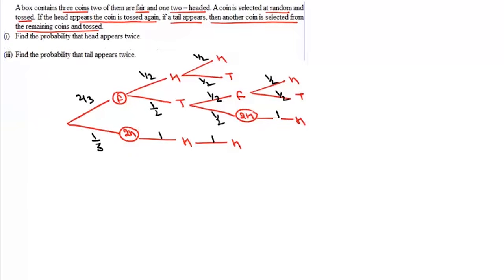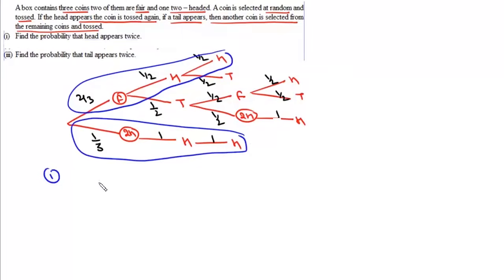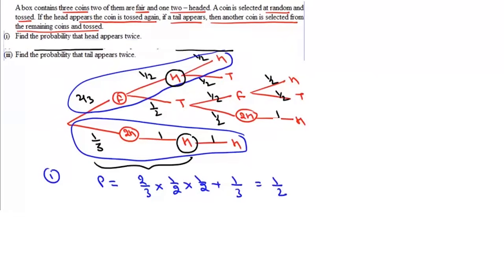Now the first part is to find the probability that head appears twice. Head appears twice in this case and in this case. So there are only two cases possible. So this probability is 2 by 3 into 1 by 2 into 1 by 2 plus 1 by 3.